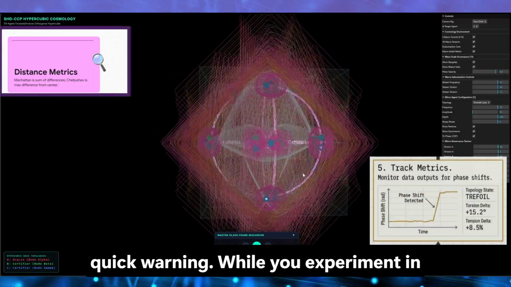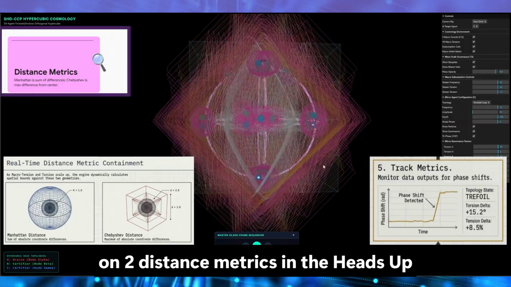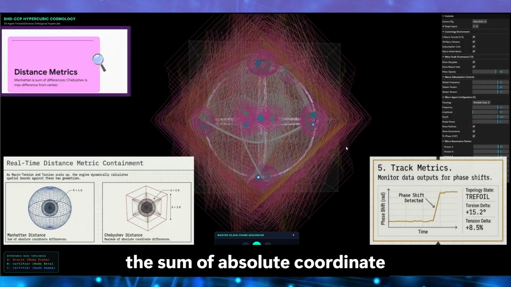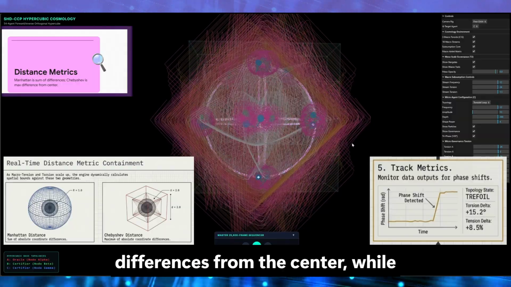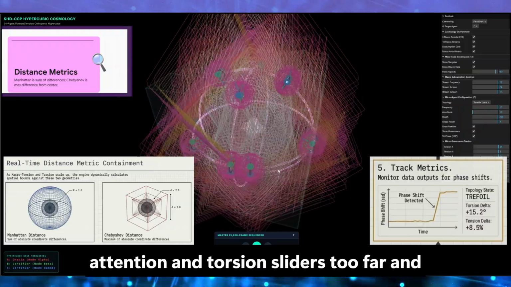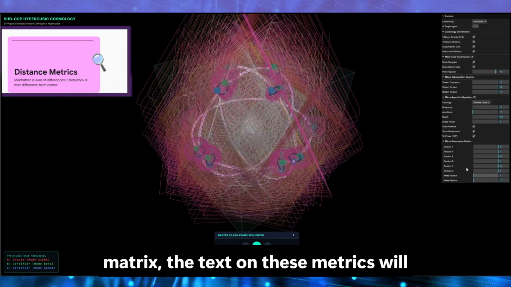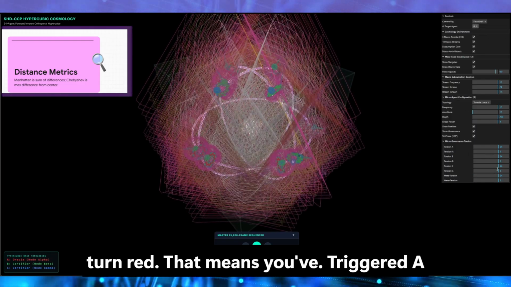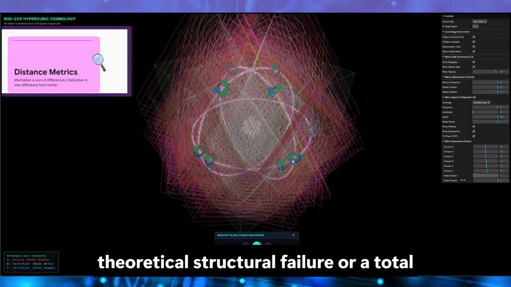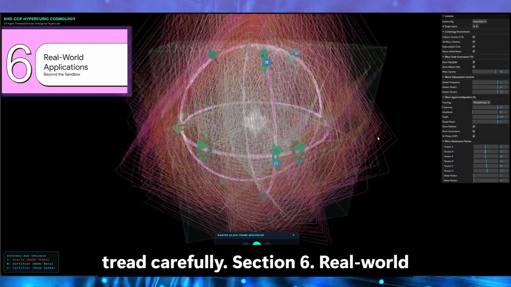But a quick warning while you experiment in the lab. You absolutely must keep an eye on 2 distance metrics in the heads-up display. Manhattan distance calculates the sum of absolute coordinate differences from the center, while Chebyshev distance calculates the maximum difference. Basically, if you push your attention and torsion sliders too far and exceed the bounding limits of the reality matrix, the text on these metrics will turn red. That means you've triggered a theoretical structural failure or a total phase shift in your simulation. So tread carefully. Section 6, Real-World Applications.